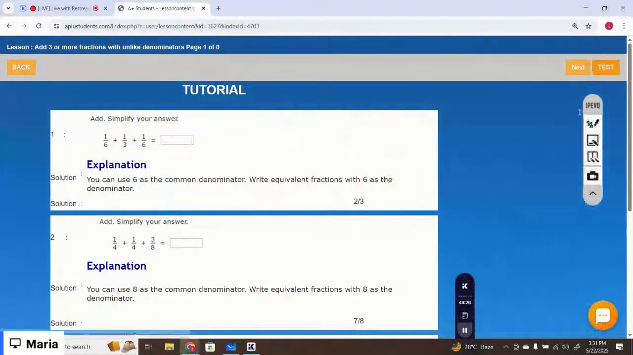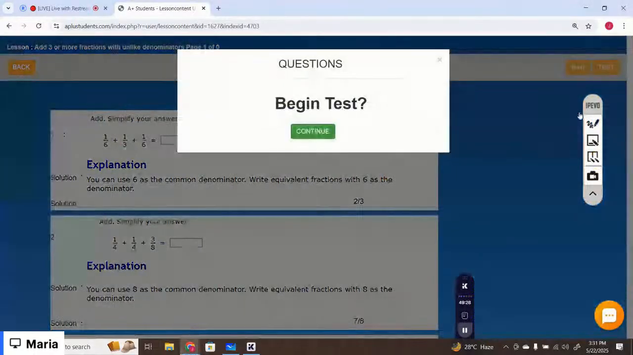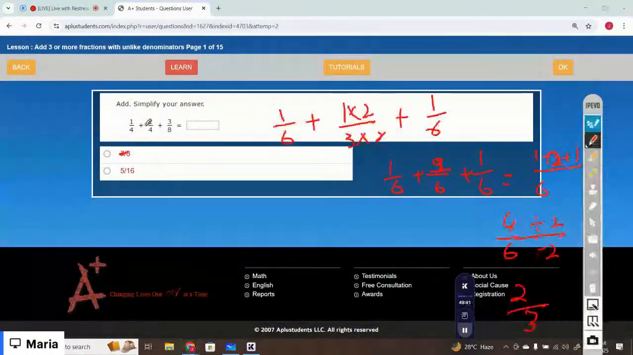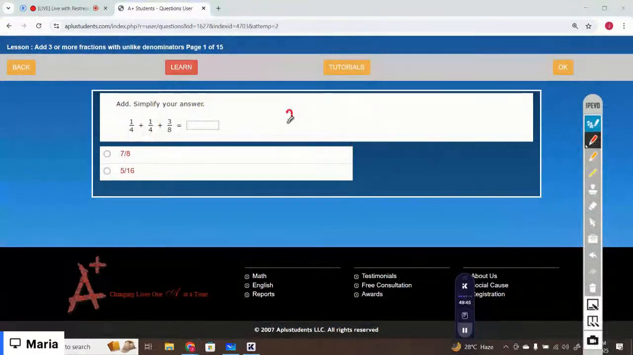Let's just start with the test questions. 1 by 4 plus 1 by 4 plus 3 by 8. So let's make the denominators equal. 4 times 2 makes 8. You need to multiply these two fractions by 2.